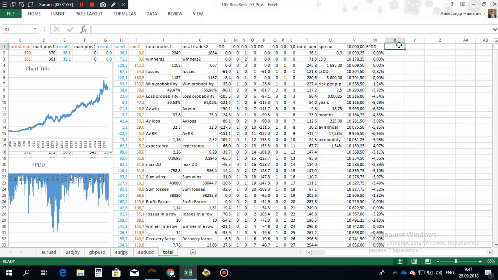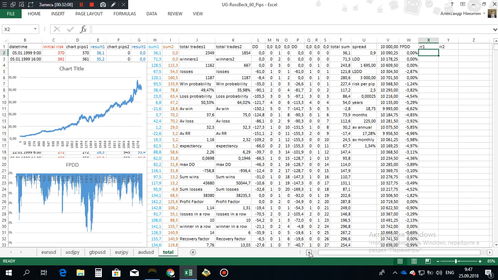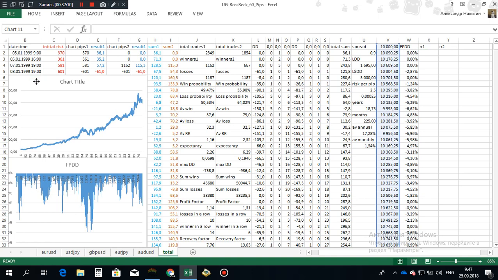The risk to reward for target 1 is this. The risk to reward for target 2 is this. So how do we calculate the risk to reward for target 1? Very simple calculation. The risk to reward equals the result divided by initial risk. And as you see, initial risk is typed in this 5-digit broker manner. It should be converted into pips. So that's why we divide it by 10.